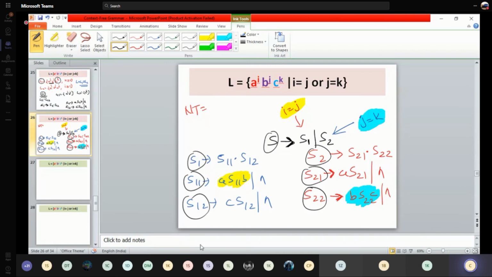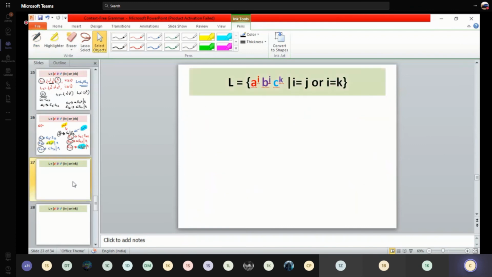Okay, so let us take a similar example: A raised to I, B raised to J, C raised to K, where I equal to J or I equal to K. Let us analyze this because it is similar to the previous one, so we'll solve it quickly. We again have two languages.